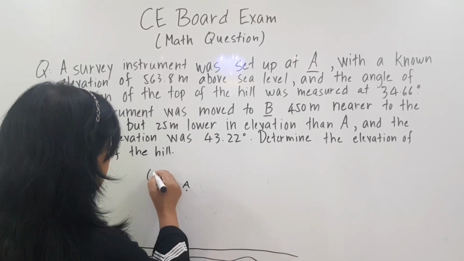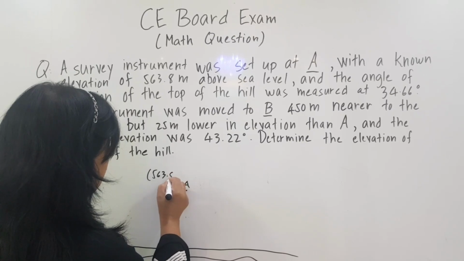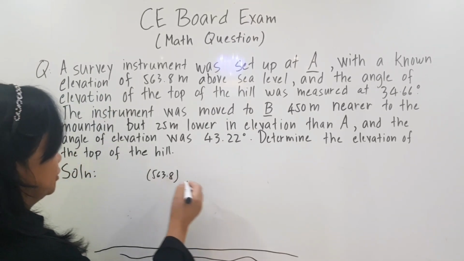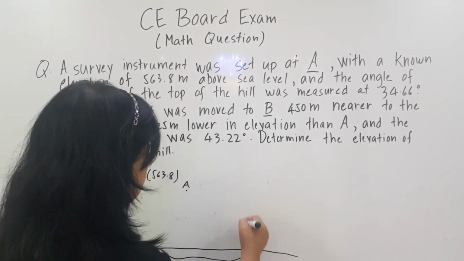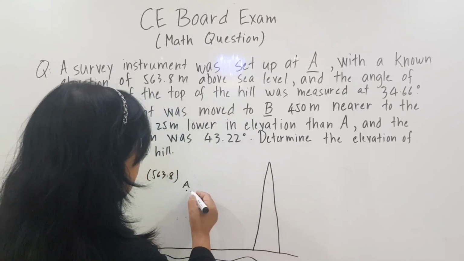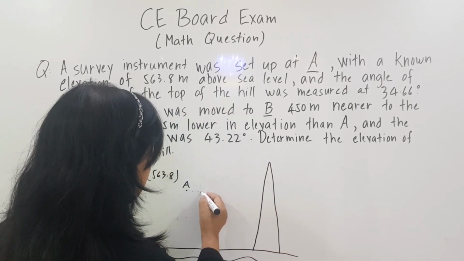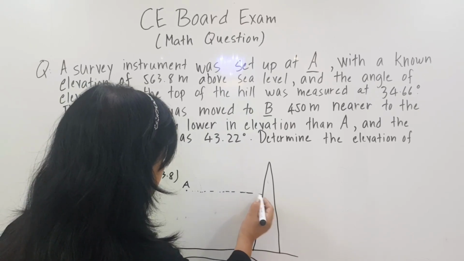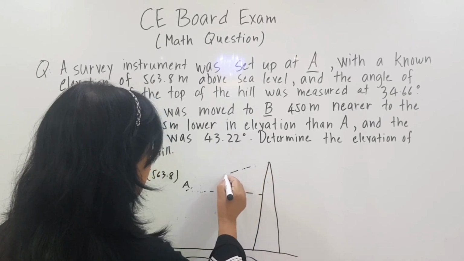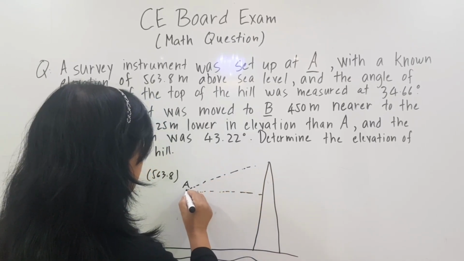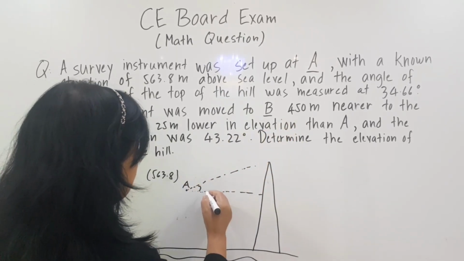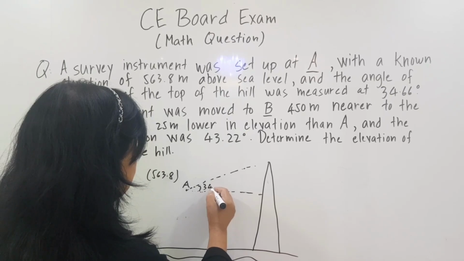The angle of elevation of the top of the hill is 34.66. So we'll transfer this: 563.8 meters, the elevation from the sea level, and the angle of elevation of the top of the hill was measured. If this is the top of the hill, the angle of elevation at A is equal to 34.66.